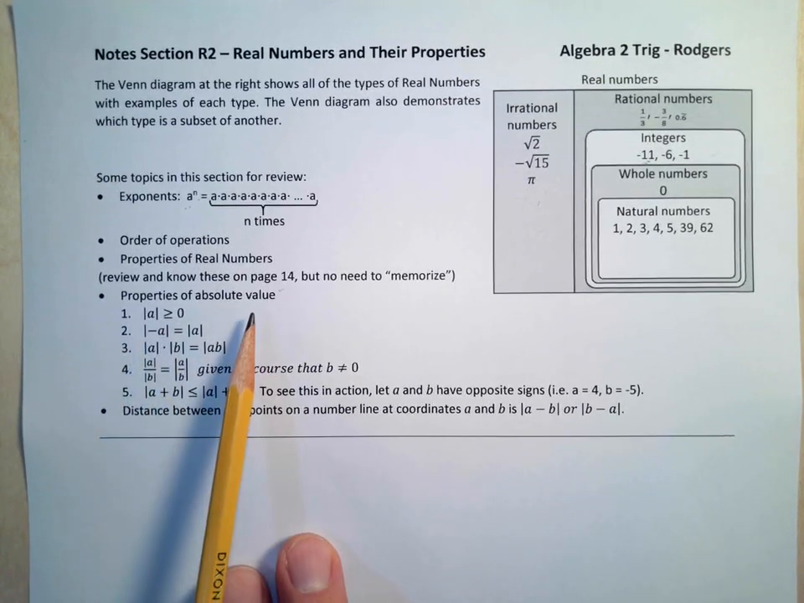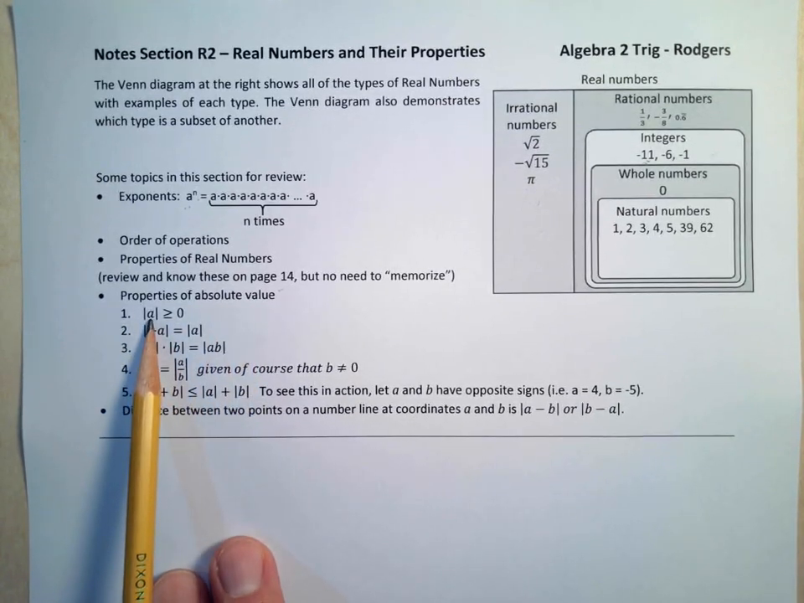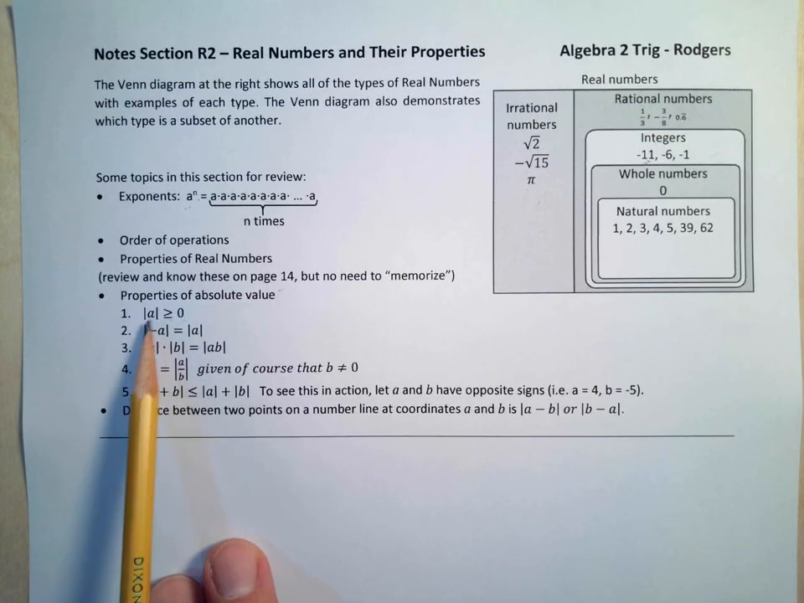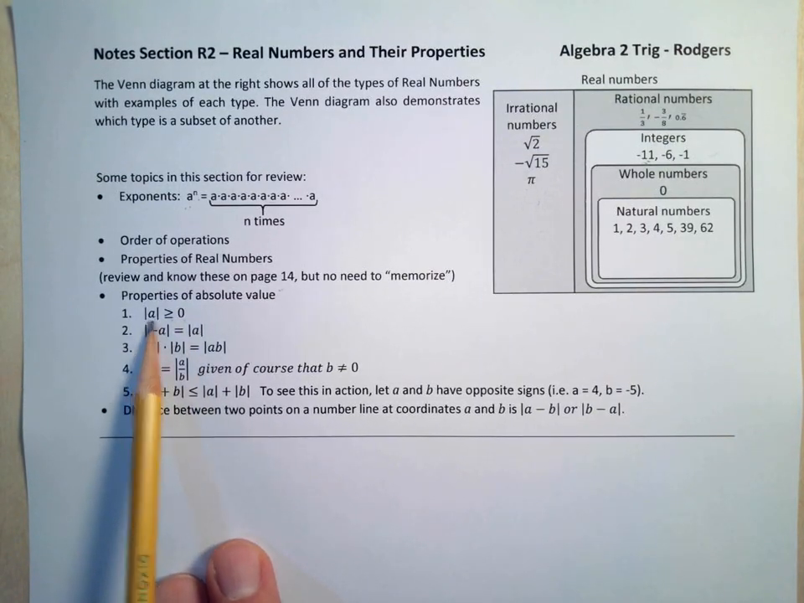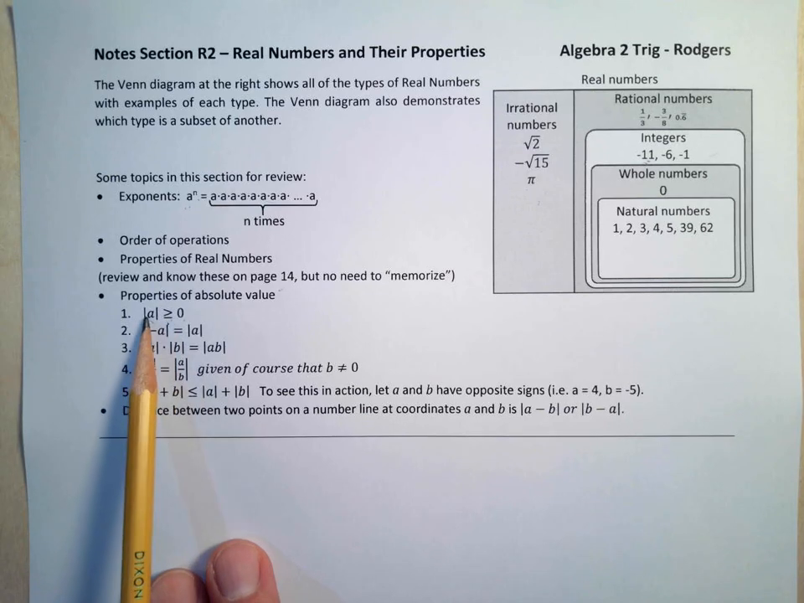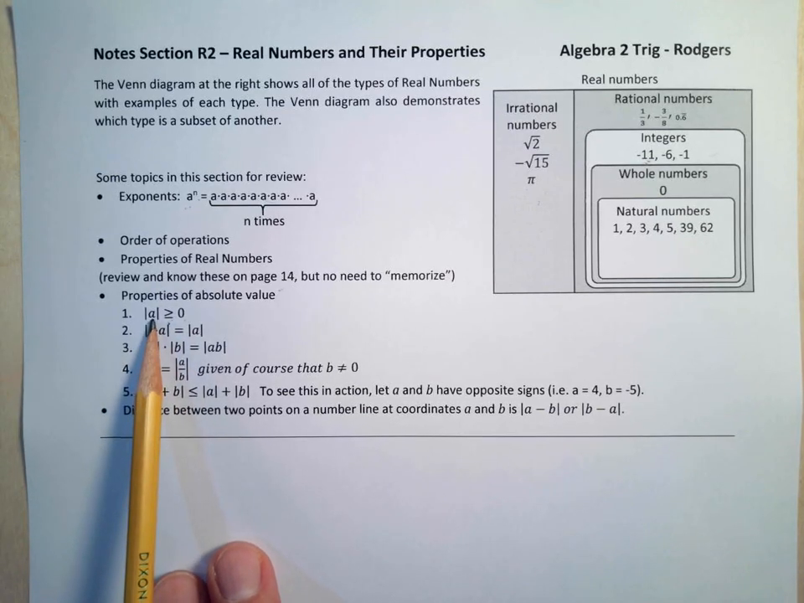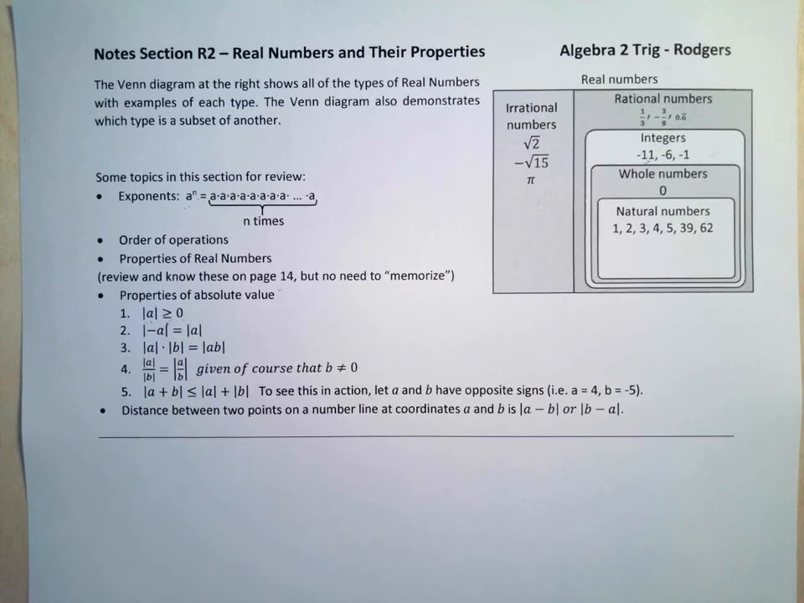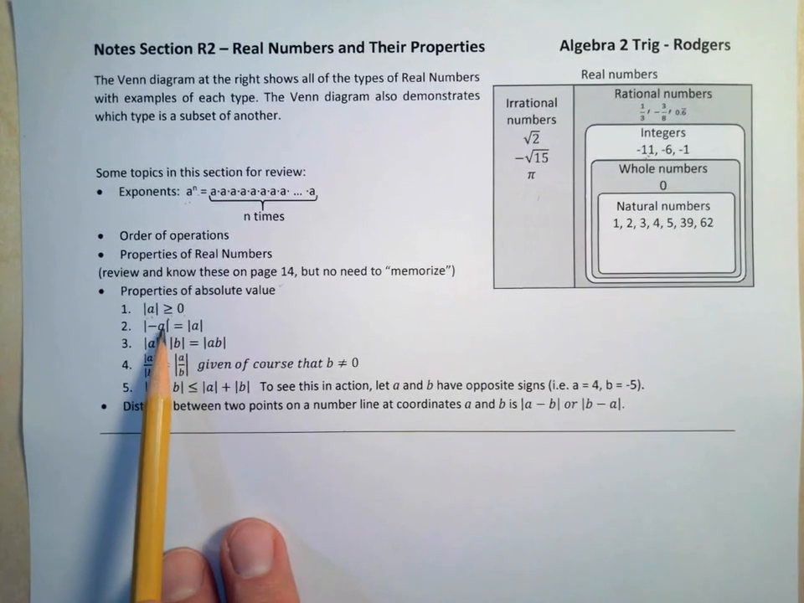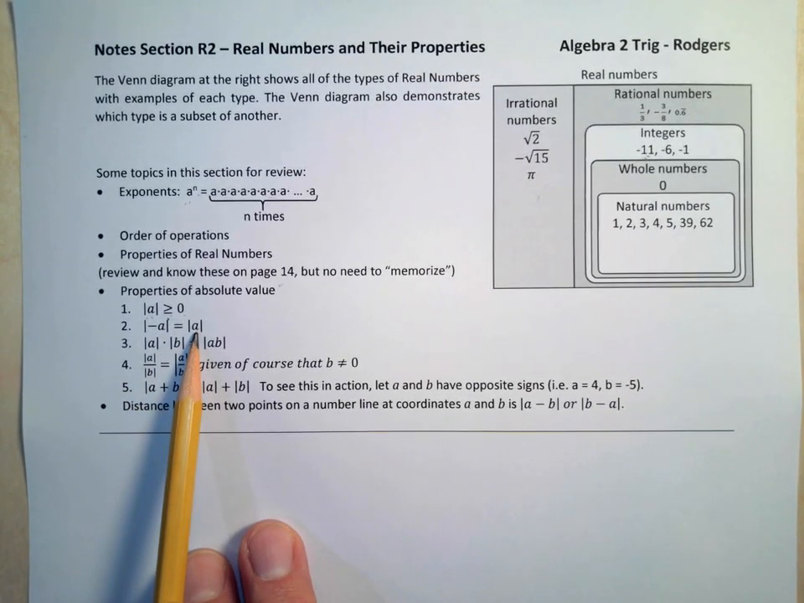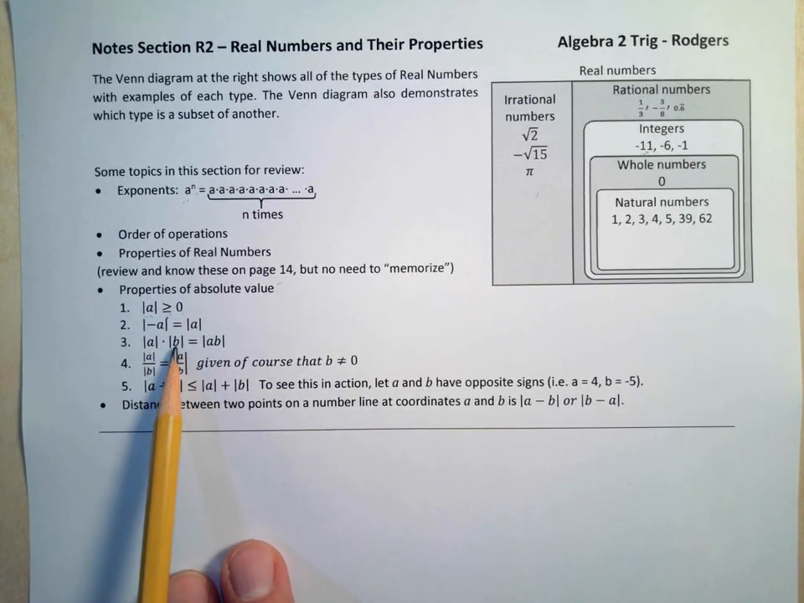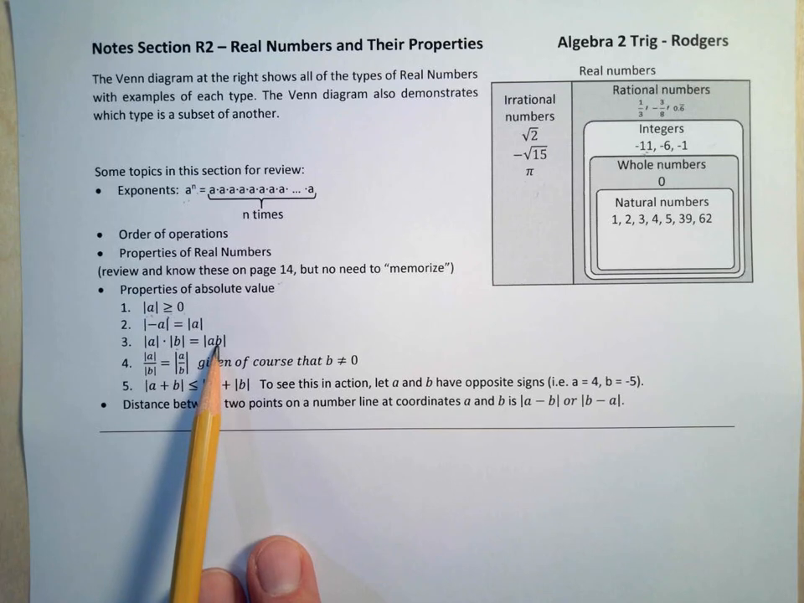Properties of absolute values is what we're getting to next. Absolute value of some number is always going to be greater than or equal to 0. A could take on a value of 0, so that's why the equal sign is there. Basically, absolute value of any number is going to be positive, or possibly 0, not negative. The absolute value of negative A will be equal to the absolute value of A. Absolute value of A times the absolute value of B is going to be equal to the absolute value of the product of A and B.